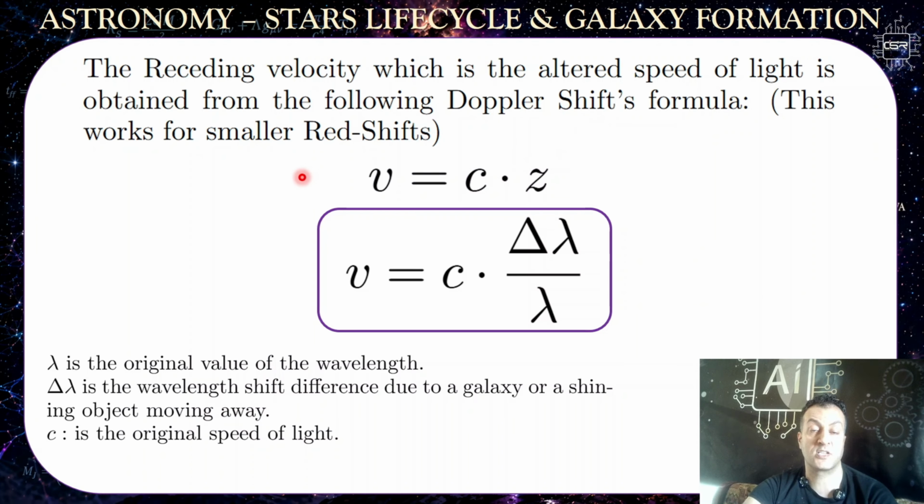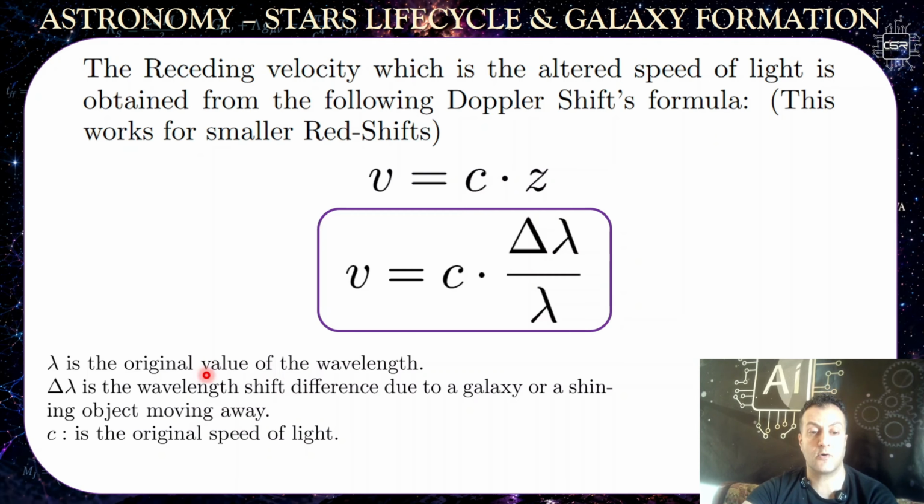This works for smaller redshifts, as a note. So v is equal to c times z, z being the redshift. v is equal to c multiplied by delta lambda divided by lambda, which is the change in wavelength due to the motion of the galaxy divided by lambda, which is the original wavelength value.